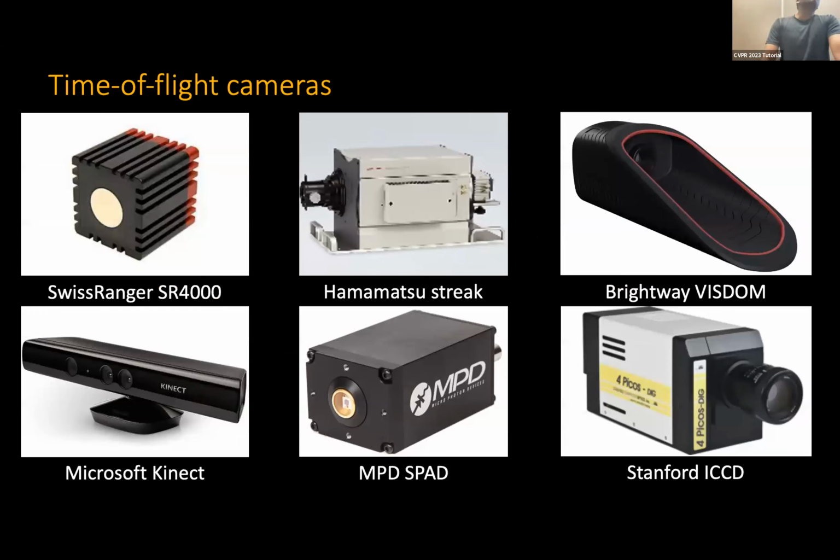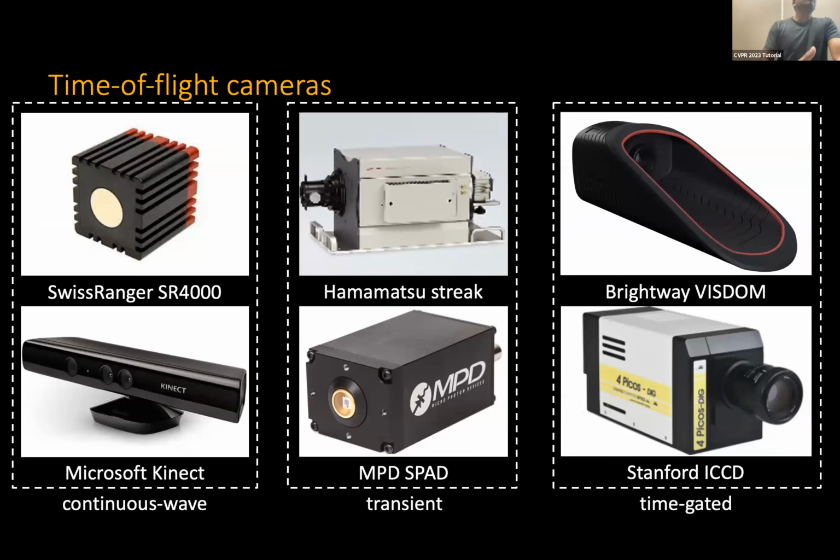We have several time-of-flight cameras in the market, and they all bin light paths very differently. Based on how they bin the light paths, we can classify them into continuous wave, transient, we just saw how transient cameras work, and time-gated cameras. And we will see how we can build or simulate or render, build simulators or rendering techniques for all these time-of-flight cameras, not just one of them, but all of them.